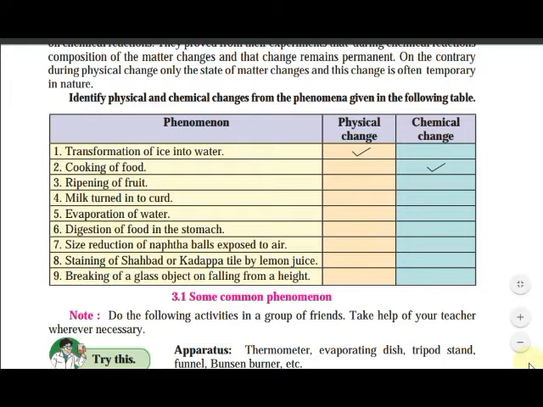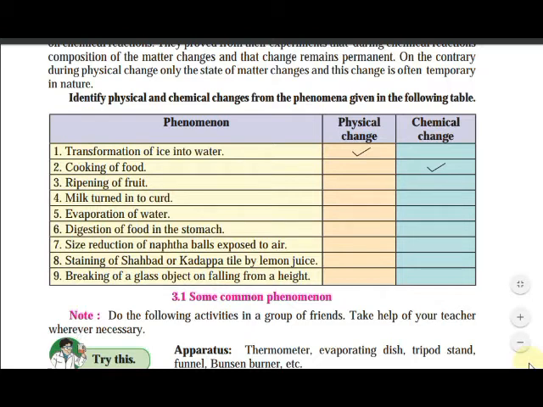Will you? No. Why? Because once it is made, it is made, it never changes. So chemical changes are seen in the cooking of food and in the ripening of fruit. From raw food we get ripened fruit. Yes or no? From a raw mango, what do we get? A ripened mango. Yes or no?